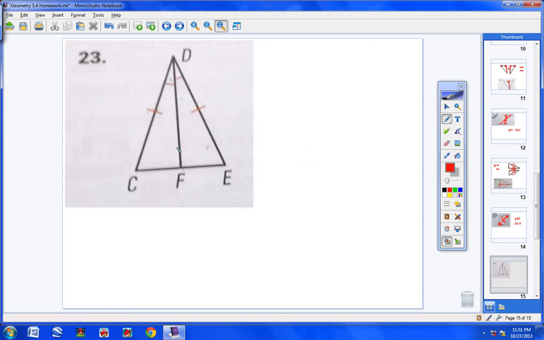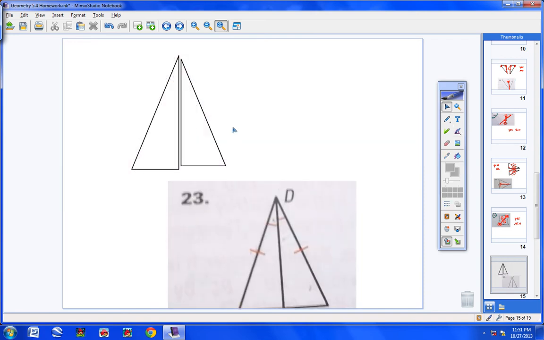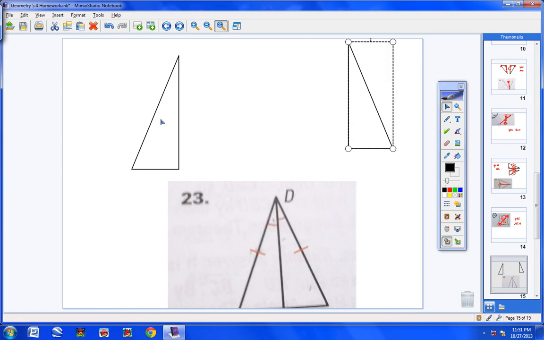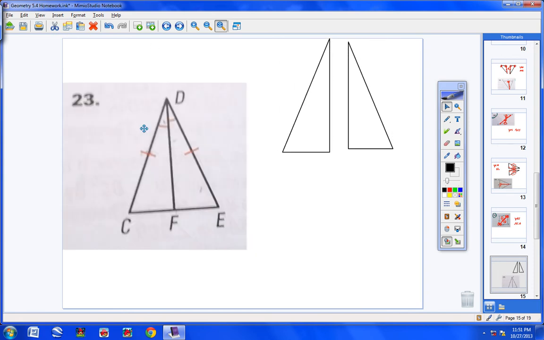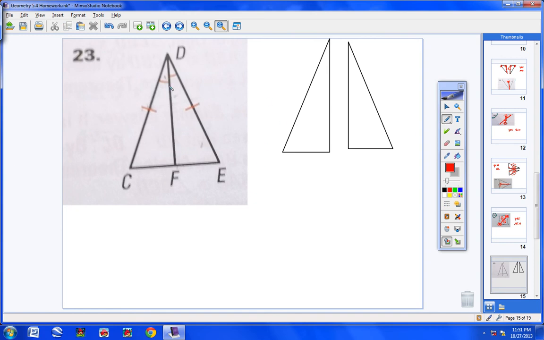All right, and then last but not least, number 23. Let's see what we can do here. I think it would help us to split this very quickly. And here we go. We have a mark here and a mark here. We have a mark here and a mark here. And then notice they share a side right here. So I can put 2 marks here and 2 marks here.